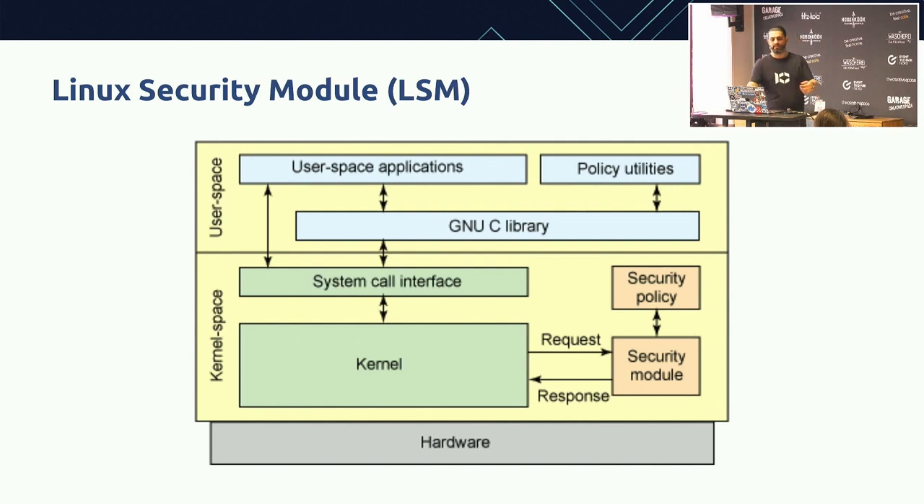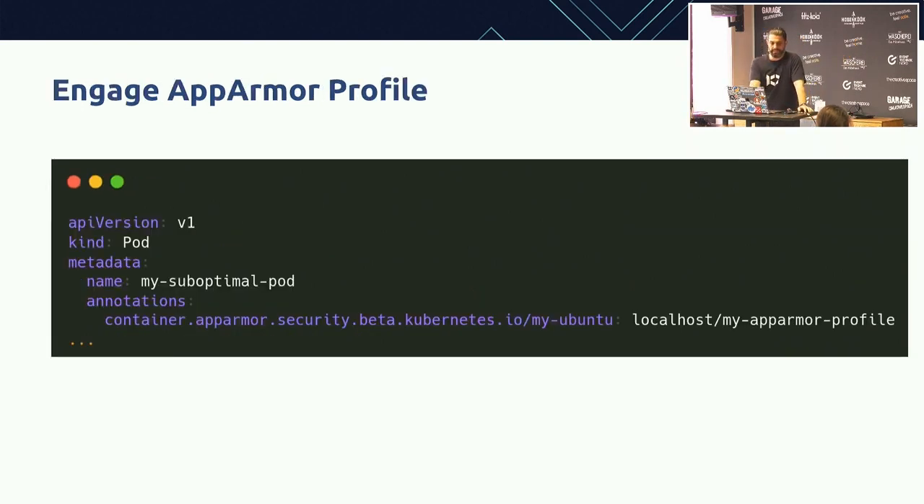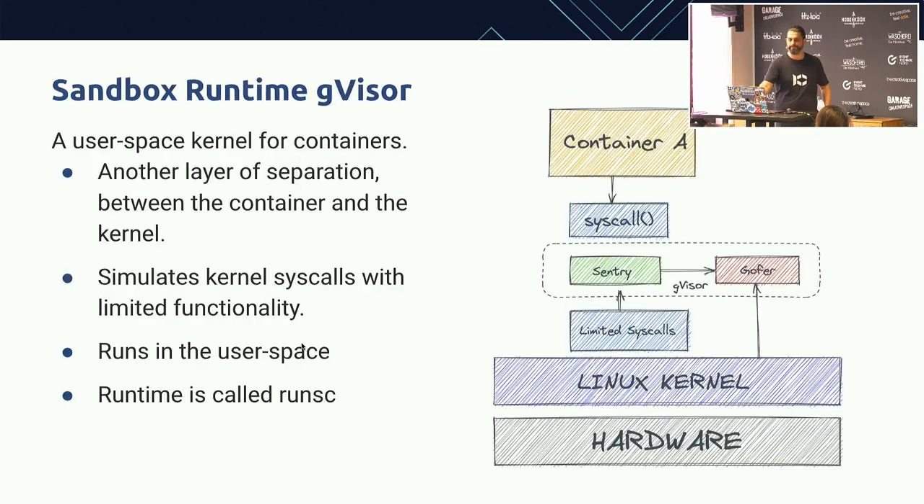There is a Linux security module, LSM, which you configure to make sure that some stuff on the kernel does not run, or is run based on the policy. And with AppArmor, you say, okay, only allow this or do not allow that. And in your container, you say, I want to use this AppArmor profile in my pod.